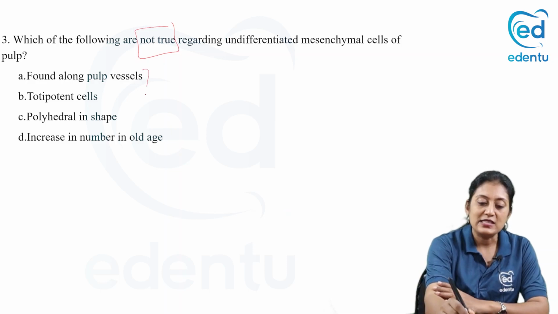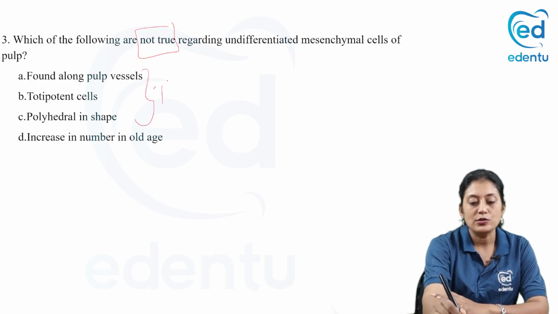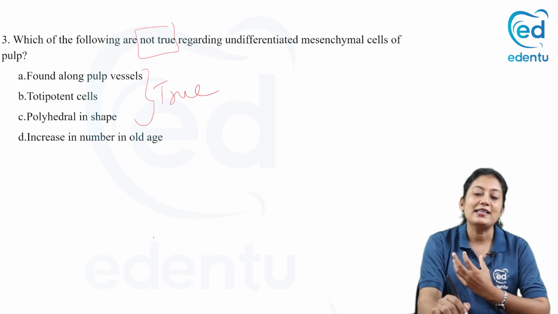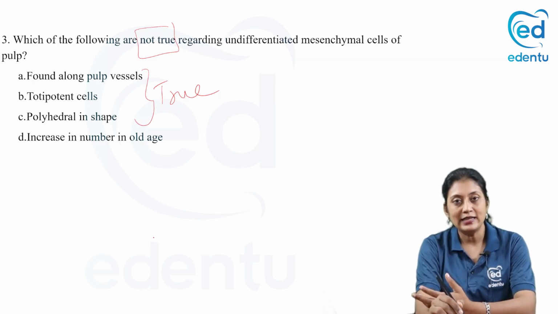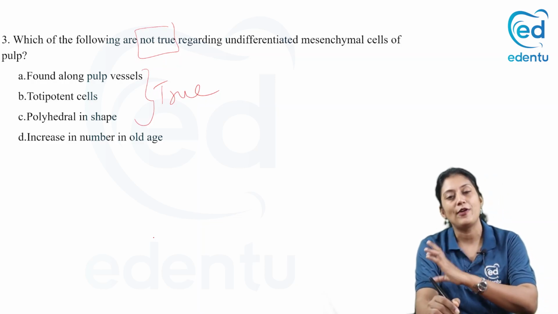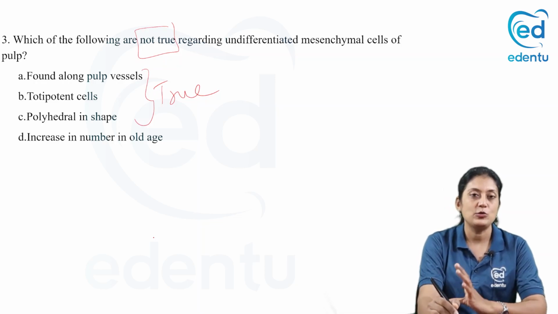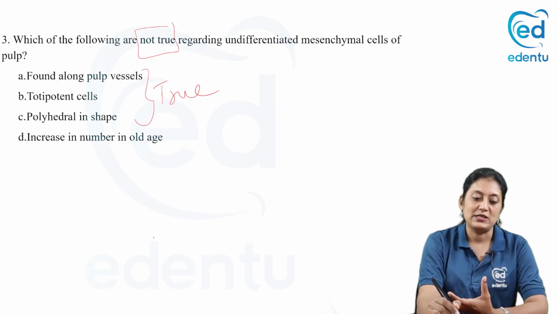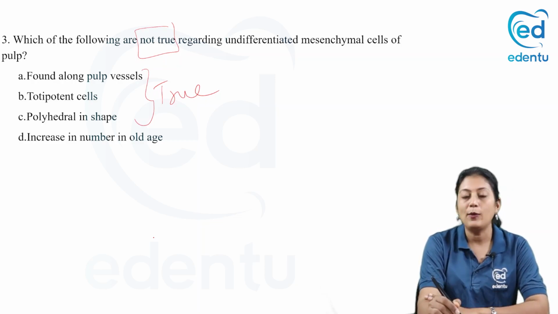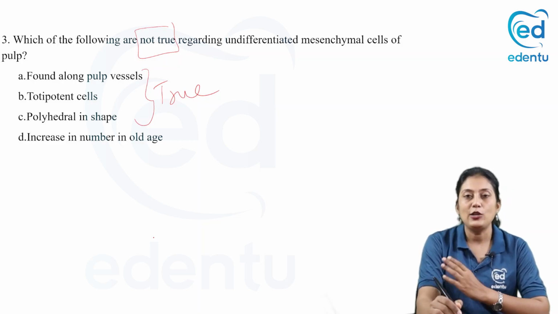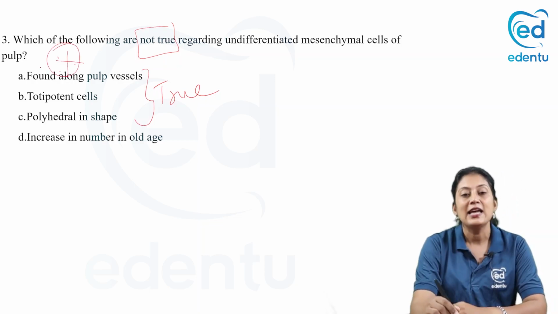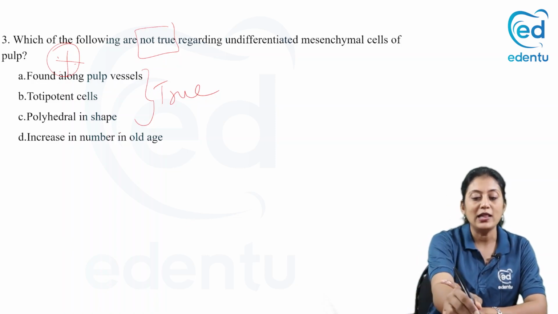Now the first three are true about mesenchymal cells. They are totipotent cells, which means they act as stem cells. Whenever there is a need, they may give rise to either odontoblast or fibroblast, depending upon the need. That is why they are called totipotent, because they have multiple potency and they are stem cells. The shape is approximately polyhedral or polygonal. And within the pulp, an important feature of the undifferentiated mesenchymal cell is that they are seen along the blood vessels. So all these are true.